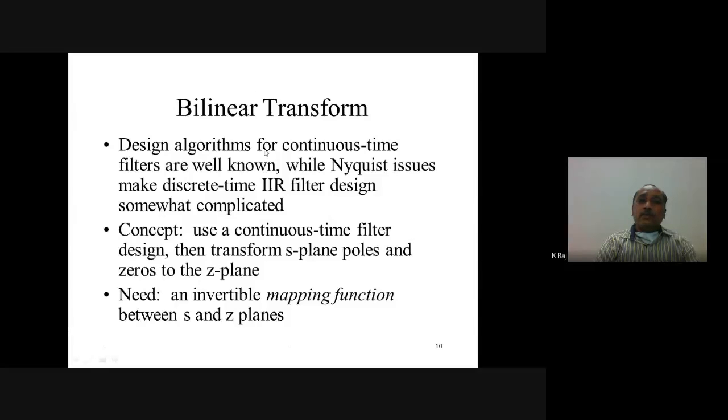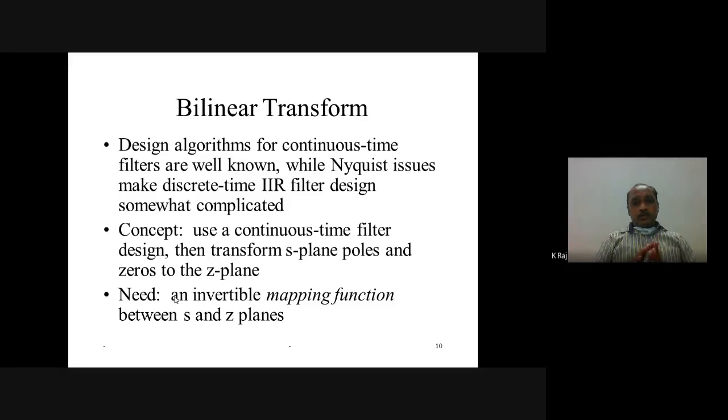Now, design algorithms for continuous time filters are well known, so we will try to use the design of the filter in the continuous time domain, and then we will transform it to the Z domain. That is the concept. So what is the concept that will be used? Use a continuous time filter design, then transform S plane poles and zeros to the Z plane here. And how will the transformation take place?